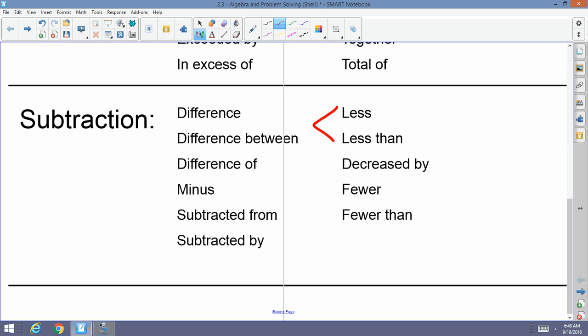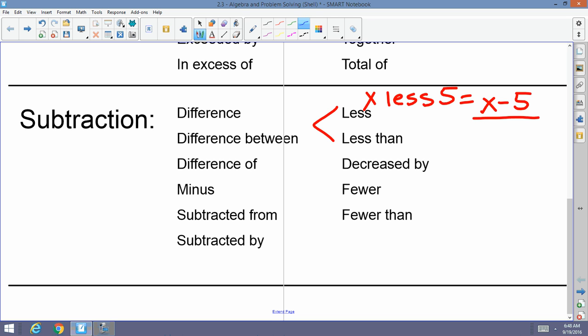If I tell you x less 5, that's just simple, straight up subtraction. That's just going to give you x minus 5. So less is just straight up subtraction. You don't have to worry about it.